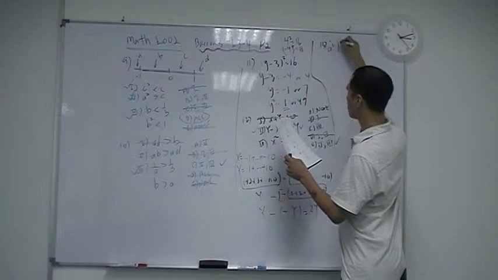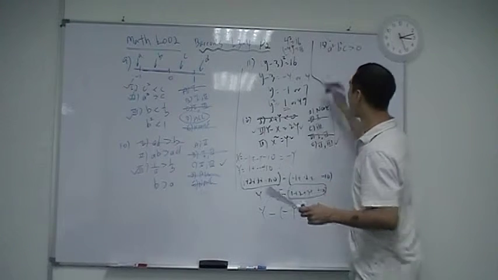A squared plus b cubed times c greater than 0, which often must be true again.